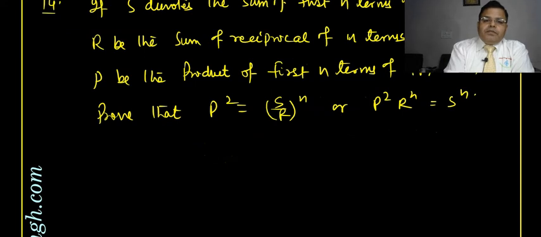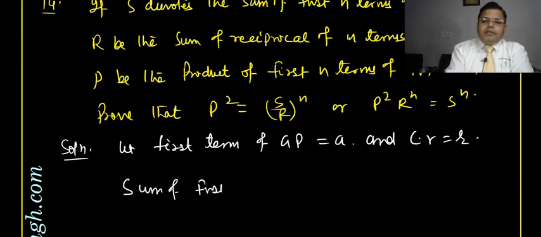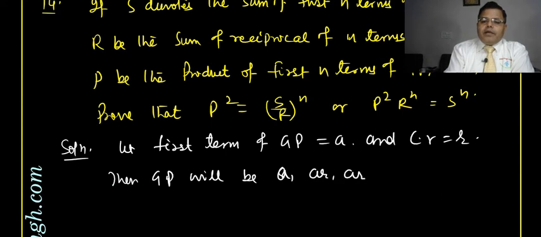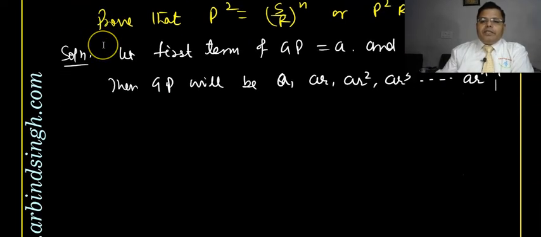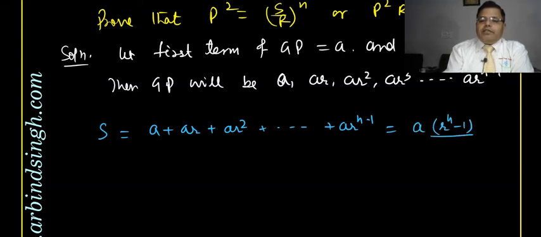Solution can be written: let the first term of the GP be a, and the common ratio is r, a small r. Then the GP will be a, ar, ar square, ar cube, like this, up to ar to the power n minus 1. S denotes the sum of the first n terms. So we can write that S is equal to a plus ar plus ar square up to ar to the power n minus 1, that is a into (r to the power n minus 1) upon (r minus 1).